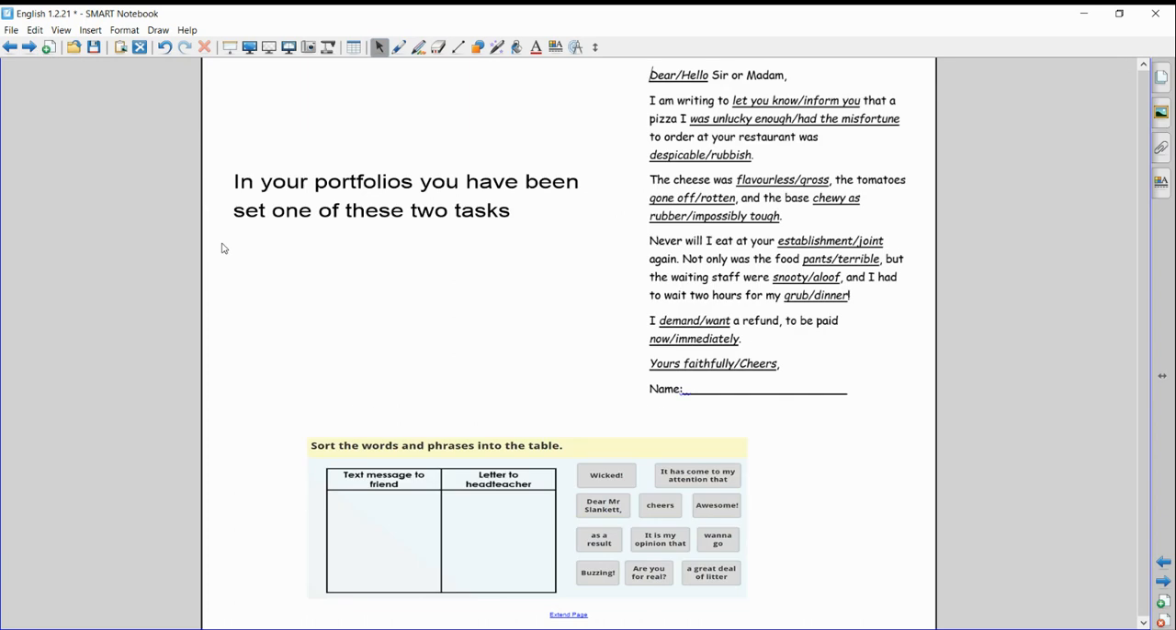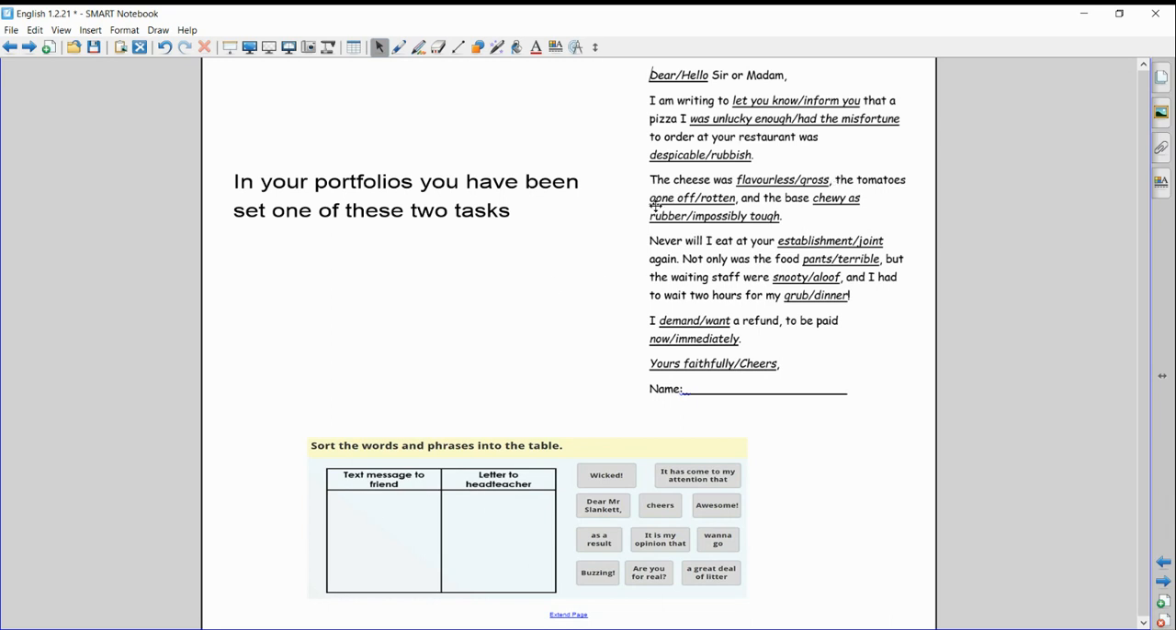Now, for your task today, I've put some work in your portfolios that will either look like this one up here, or this one you can see at the bottom. For the one at the bottom here, you've got to separate these statements and put them into either something you would text message to a friend, or a way of speaking in a letter to your head teacher. So you sort through those and put them into the correct column.